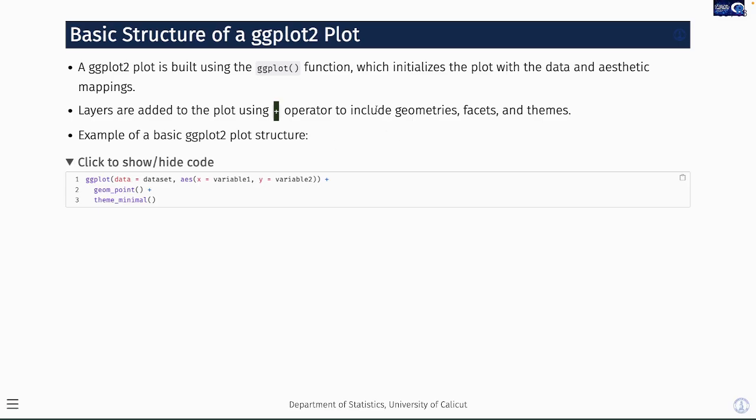One example is this: ggplot, we provide the data set here, then the aesthetic, where we provide the x variable and y variable. Then the ggplot part is complete, and using a plus symbol you can add other parts like geom point, the theme, facet, etc. There are a few other options available, so we can discuss those things.